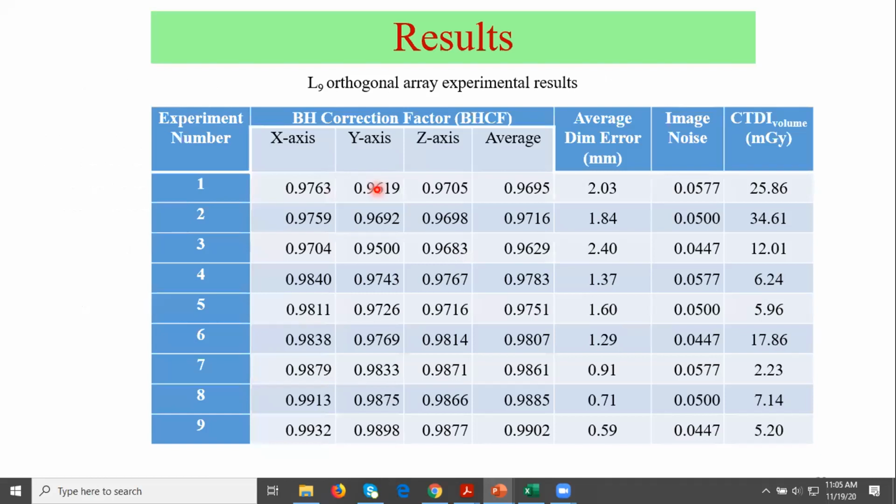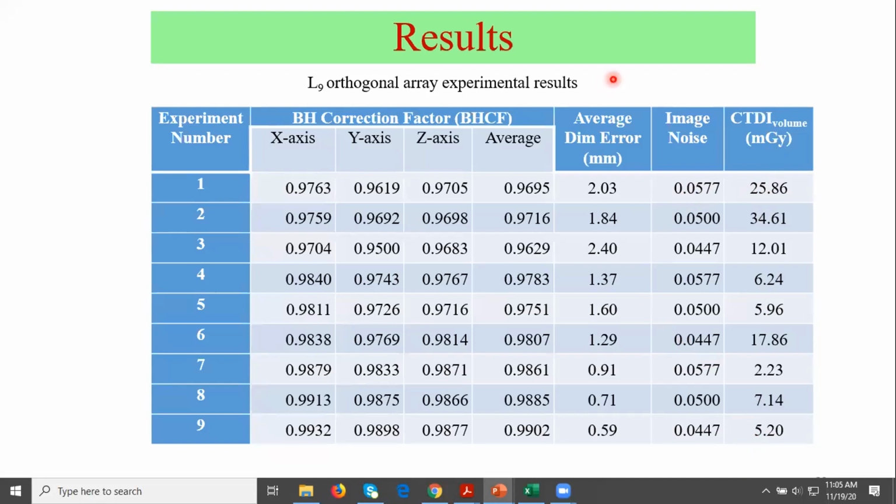Now, these are the 9 experiments. From the 9 experiments, we take the beam hardening correction factor X, Y, Z. From these we take the average value, and that average value is what we consider as the beam hardening correction factor for the particular experiment. This is the dimensional error, this much dimensional error is observed in this case. This is the image noise. This is the radiation dose.